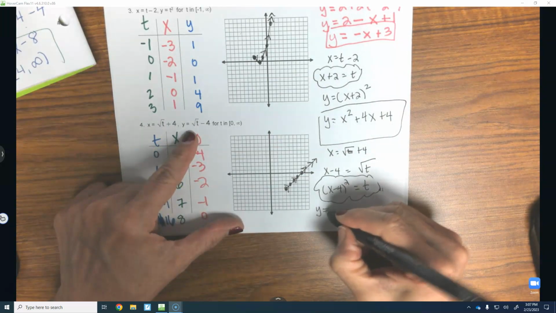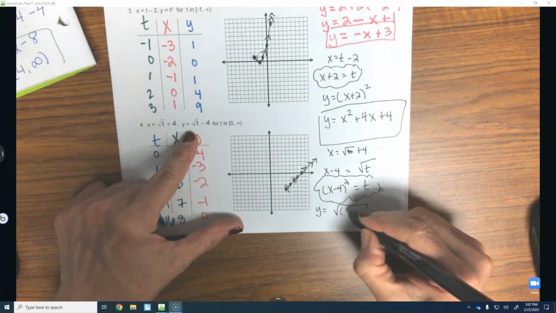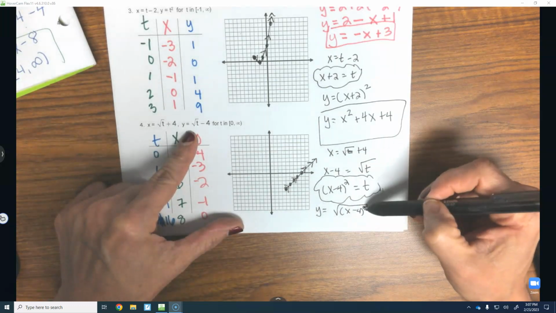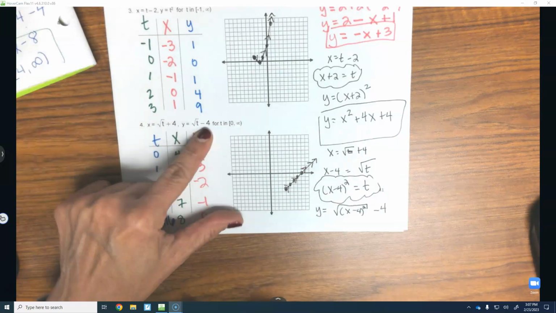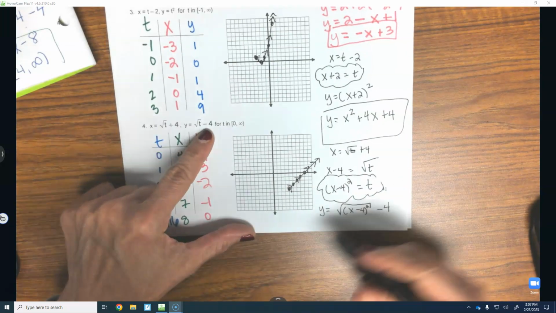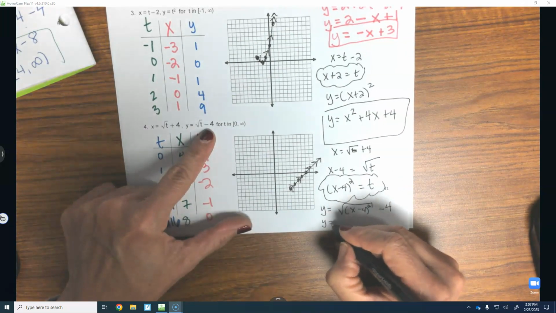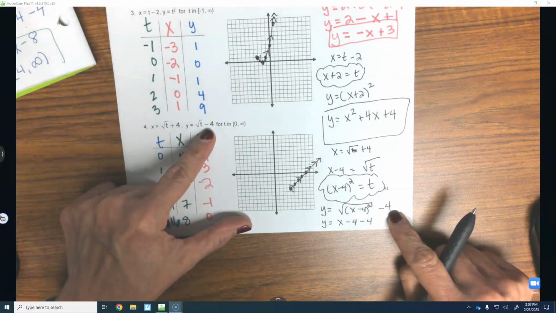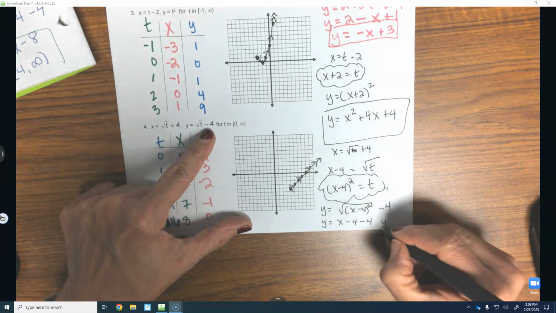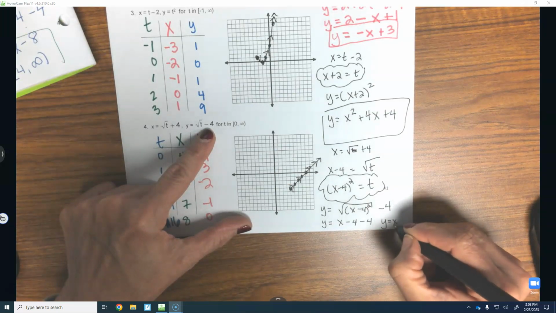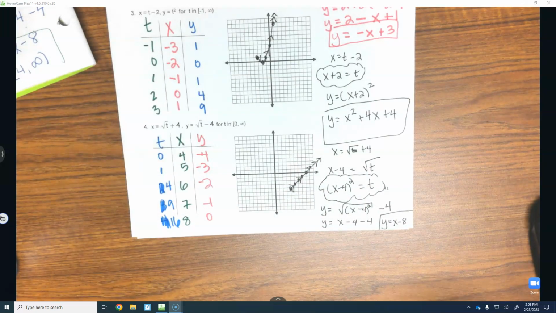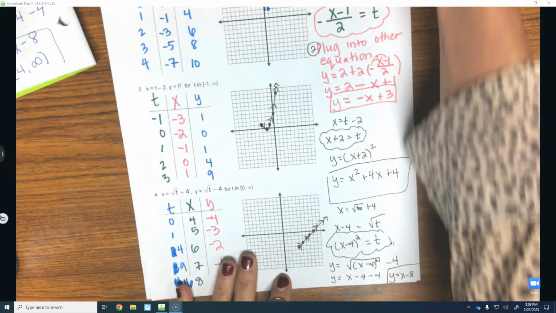So when we drop it into the other one, we're going to put it underneath that square root symbol. Don't forget it is squared, minus 4. And then when you take the square root of that, it's going to be x minus 4 minus 4. So the rectangular equation for this is y equals x minus 8. That's the rectangular equation.